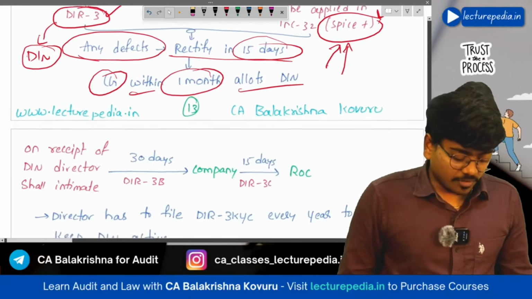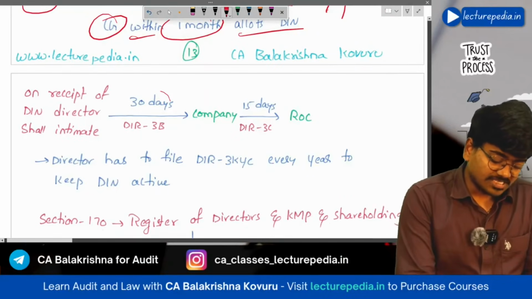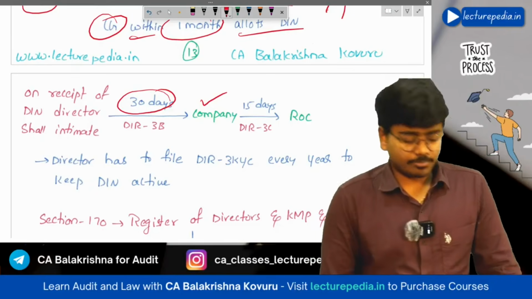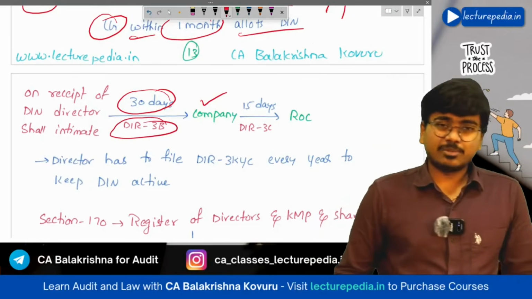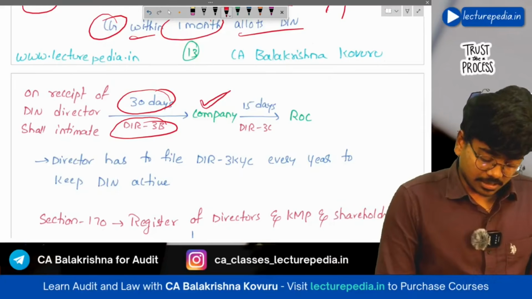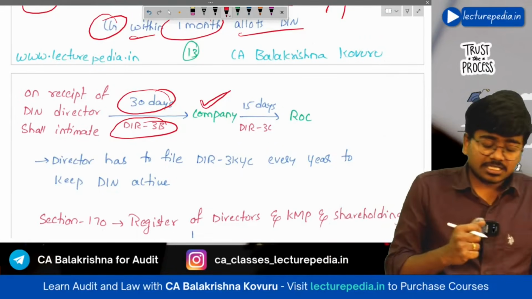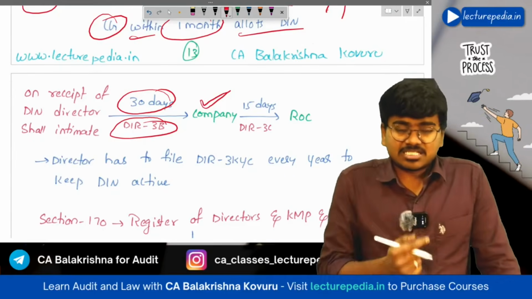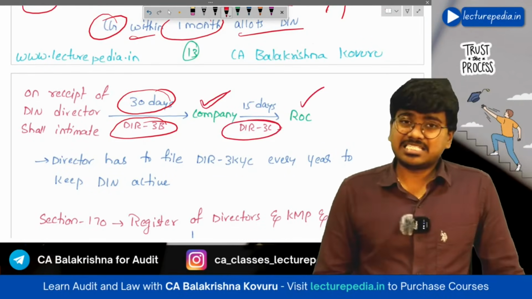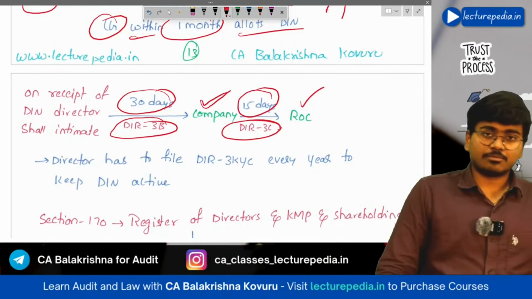Now, on receipt of such a director identification number, you have to intimate your DIN to the company within 30 days. For such intimation, DIR-3B has to be filed, and the company should also intimate the director identification number which it has received from the director to the ROC in DIR-3C form. It should be filed within 15 days of receipt of the DIN by the company.